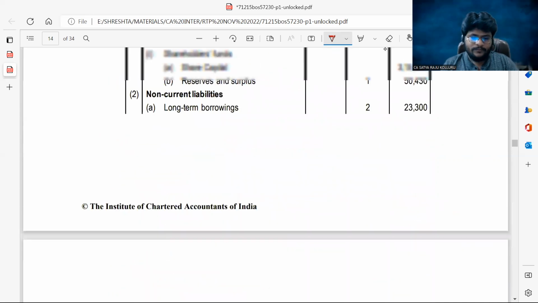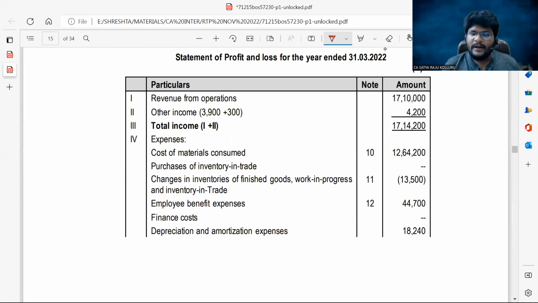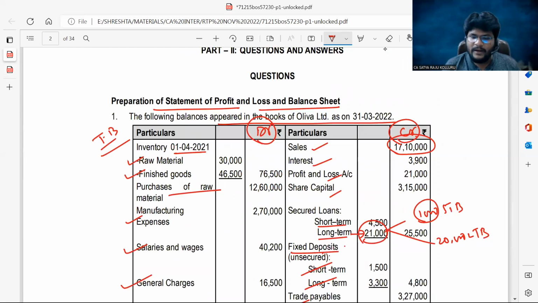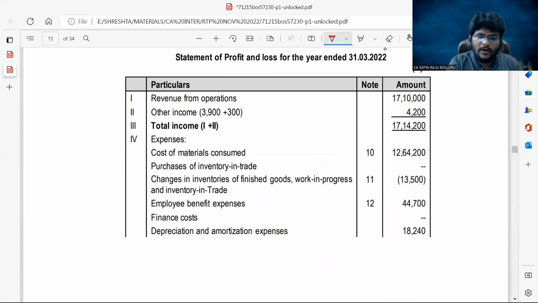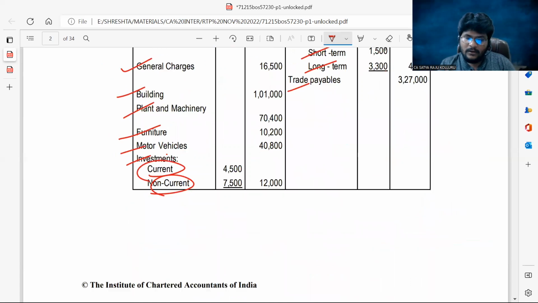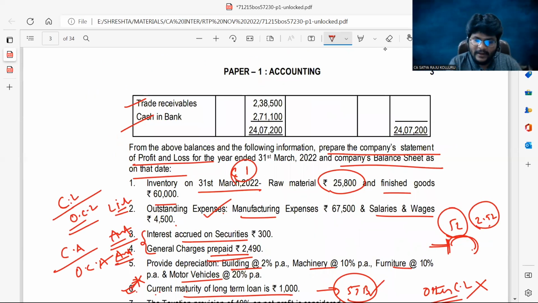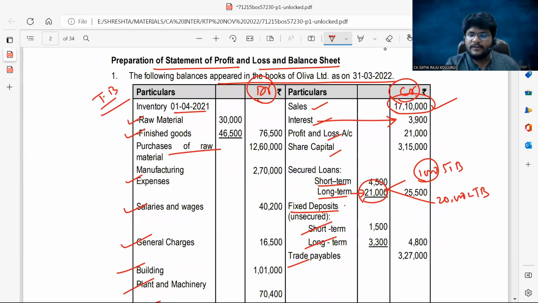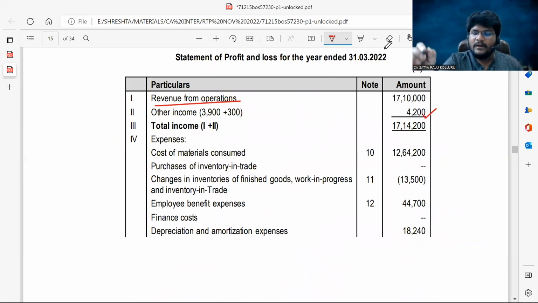Fine. Come to the statement of P&L, all of you. This is related to the statement of P&L. So 17,10,000 is the revenue from operations. Then other income is also available. Interest is given at 3,900, plus another income is also there. Here it was given interest accrued on securities, which was 300. Interest accrued means what is the entry? Interest accrued is credited to the interest account. That's why this 300 rupees should also be considered in P&L. So 300 plus this interest 3,900, total 4,200, is given under other income.